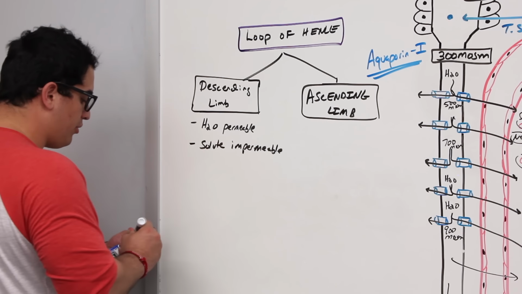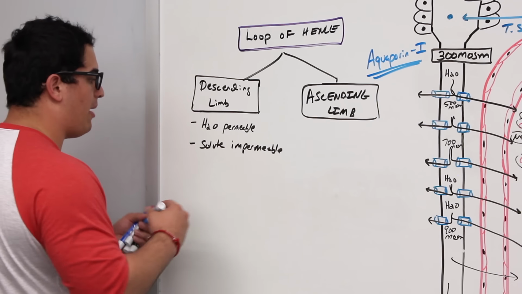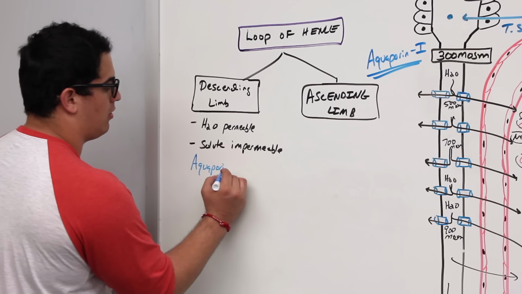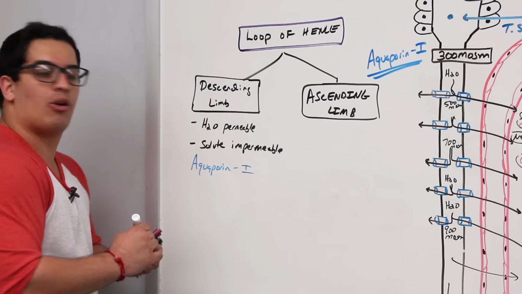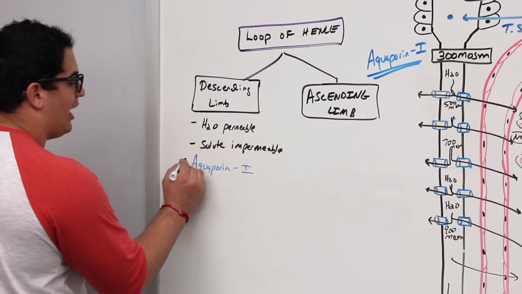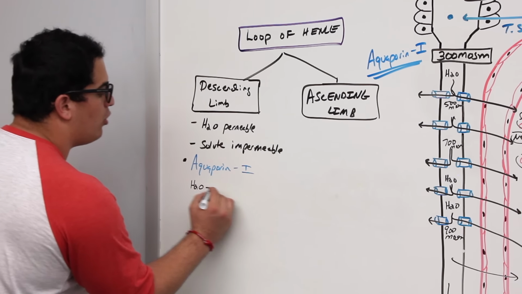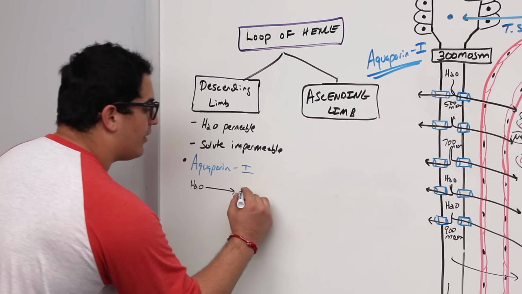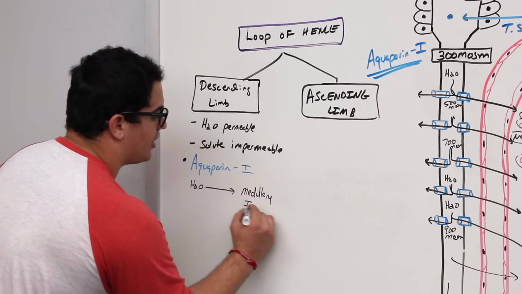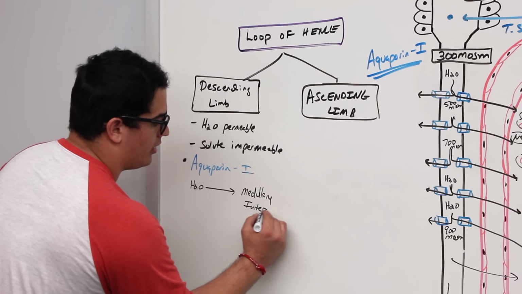Now, what were those proteins that were present within the actual membrane? Those were called aquaporin 1. And what was aquaporin 1 allowing for? It was allowing for the water to move out where? Out into the medullary interstitium, right?